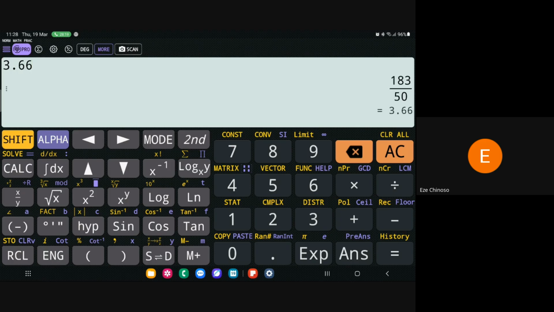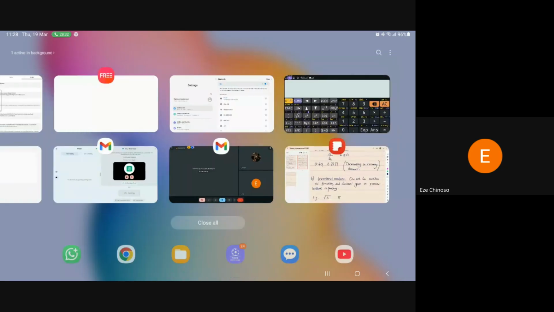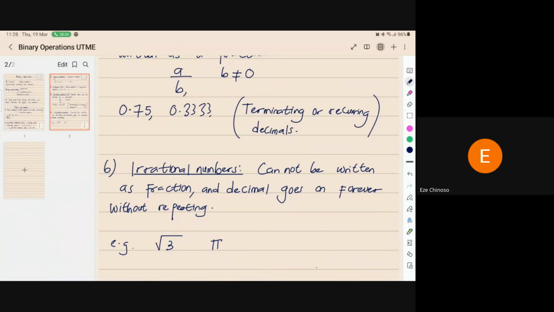3.66 is a or 65. These are terminating decimals. They have an end, right? So whether recurring or terminating, they are rational. But when you have things like square root of 3, square root of 5, all of those, they are regarded as what? Irrational numbers. Now, if you are with me regarding these 6 kinds of numbers, can you give me a thumbs up?